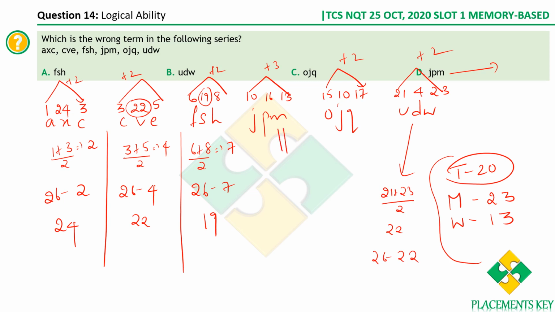And if you check for this, it doesn't satisfy that condition either. The first problem with that is you have 10 plus 13 by 2, which is an odd number by 2. You get a decimal, which is not possible. Is it clear? Because you don't have a position number which is 11.5, right? So that is a problem. Therefore clearly JPM doesn't satisfy both the conditions. Therefore JPM is the odd man out here.